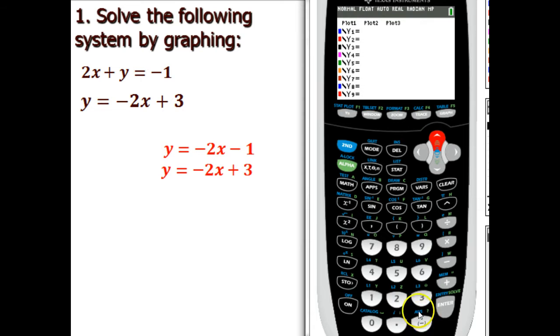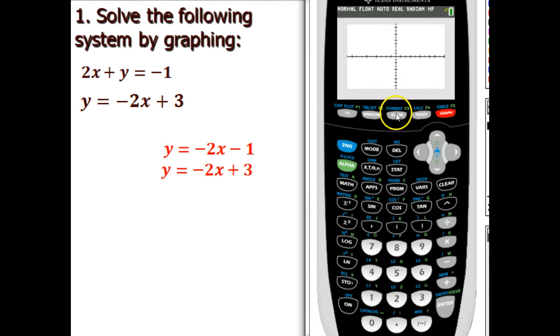The negative button is down here right by the enter sign. It's on the bottom. Negative, it's not a subtraction sign. Negative 2x minus 1. And the next one is going to be negative 2x plus 3. So I enter in both of these equations, one into y1, the other one into y2. And then I just hit graph.